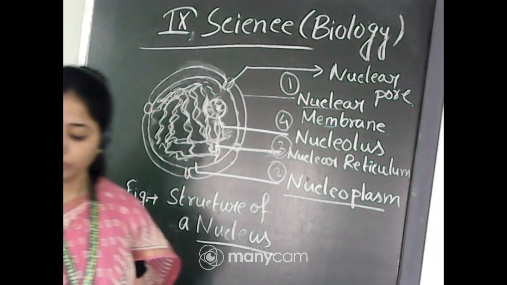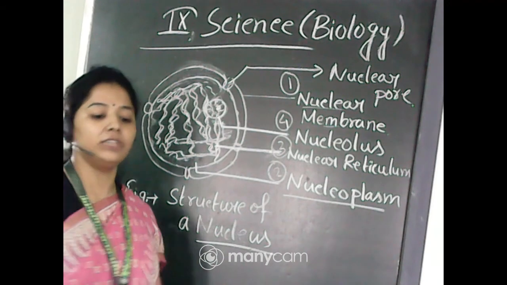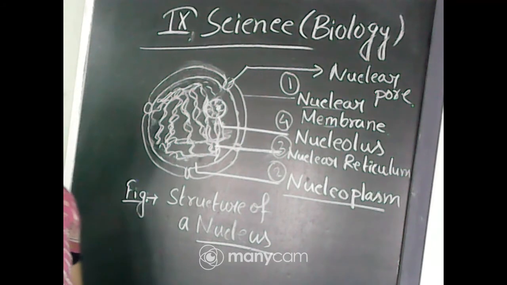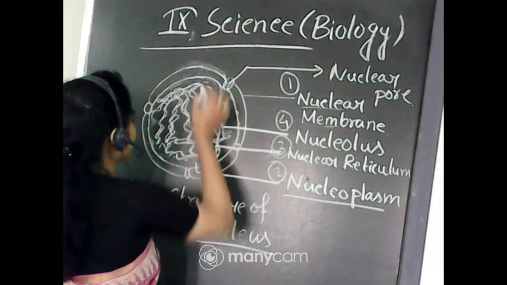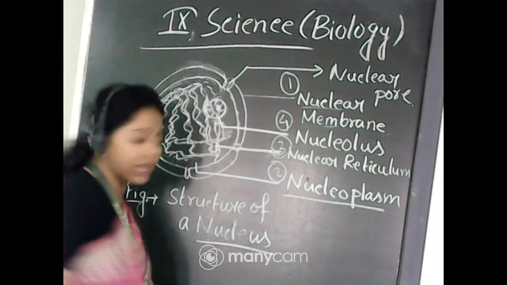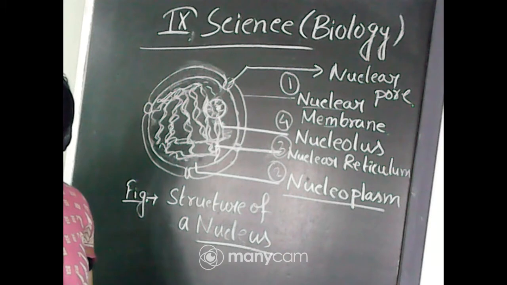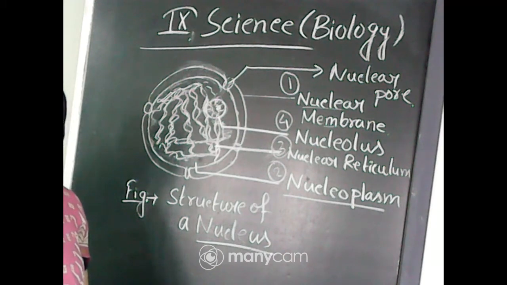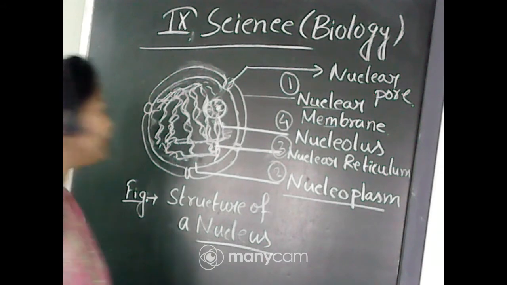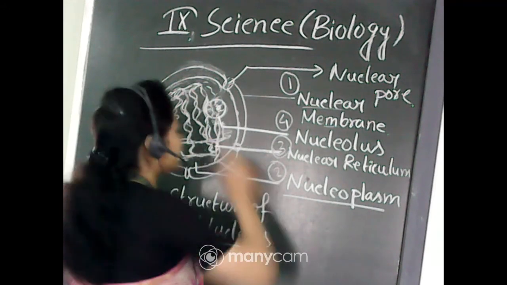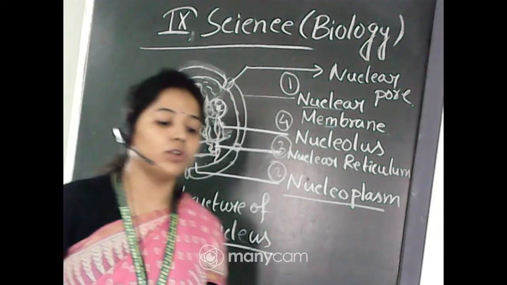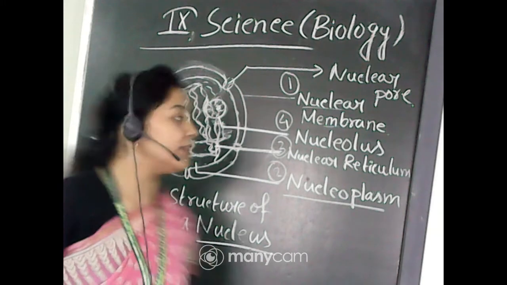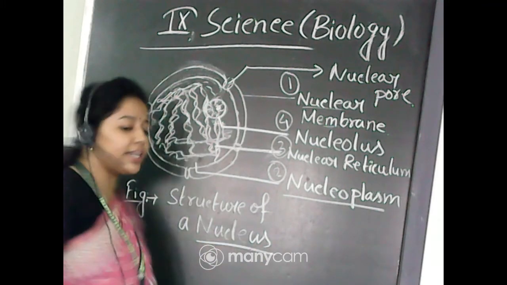Also the next part, that is nuclear reticulum. Nuclear reticulum is the floating part. You can see the thread-like structure. They are floating in the nucleoplasm. These are all actually nuclear proteins, and during cell division, from this reticulum, or thread-like structure, chromosomes form. Chromosomes form from this nuclear reticulum, this thread-like structure or net-like structure.